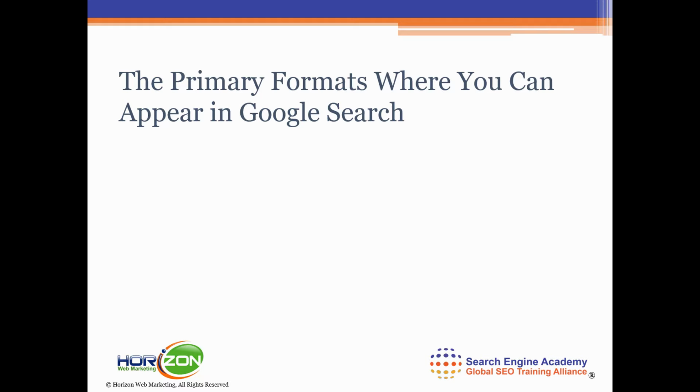The thing that I'm going to do right now is take you through some of the formats that we'll be discussing where you can appear in Google search. There are four primary, what we call organic search results. Really quickly, organic versus paid. If you're buying an ad through Google Ads or Google Ads Express, you're going to show up in Google advertising, and that doesn't necessarily mean you'll show up in organic search results.